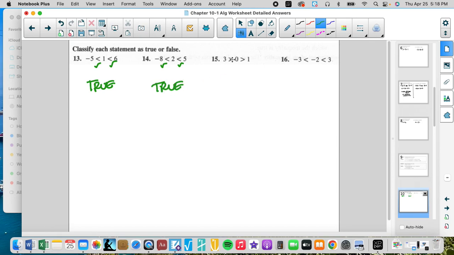Is 0 less than 3? 0 is less than 3. Is 0 greater than 1? That is false. And also notice this is not in numerical order. So notice, not in order. So that's just a little something. Is -2 greater than 3? That's true. Is -2 less than 3? That is true also. So this is going to be true.